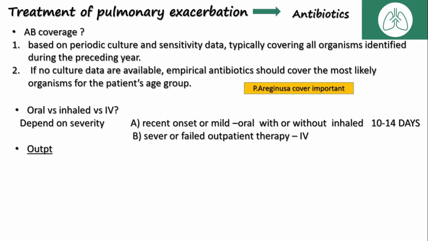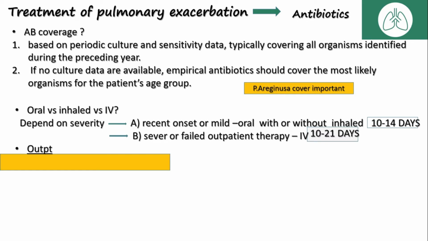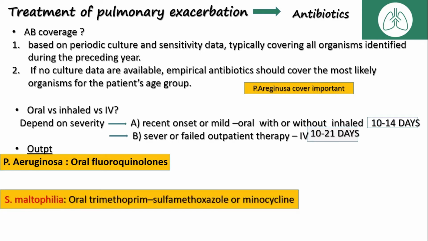Now, what about the formulation of the antibiotic? Is it oral, inhaled, or IV? The choice depends on the severity. If it is recent onset or mild, you should choose oral with or without inhaled. Here, the duration of therapy will be 10 to 14 days. If it's severe or recurrent or failed outpatient therapy, here you should use IV and the duration will be 10 to 21 days. Mainly in practice, we use an oral fluoroquinolone for Pseudomonas aeruginosa coverage.